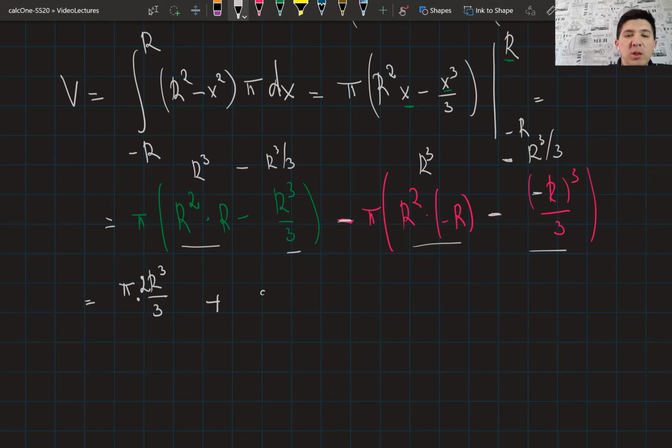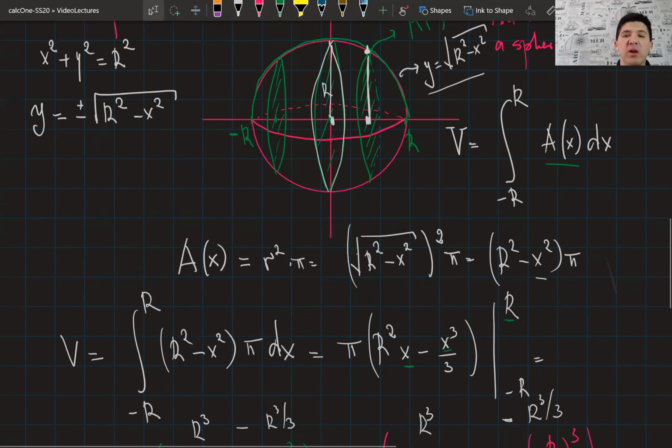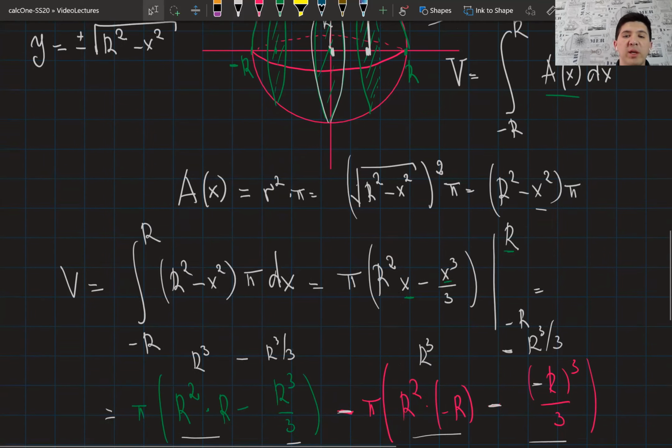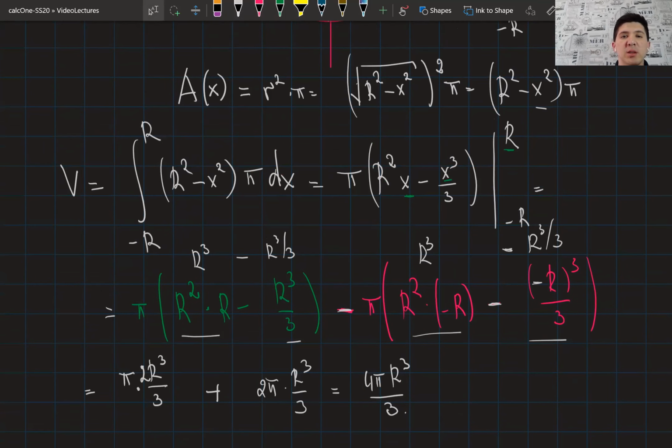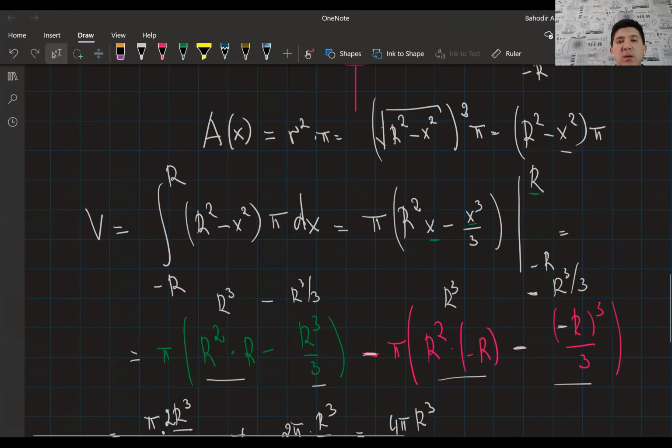So it's going to be 2 pi multiplied by r cubed over 3. These two terms are the same, so if we sum them, it's just one of these terms multiplied by 2. It's going to be 4 pi r cubed over 3. Well, that's the formula of the volume for the sphere, which we know from school, and we can obtain this using integration. In our next video lectures, we're going to learn how to find the volumes of any arbitrary object using integration.